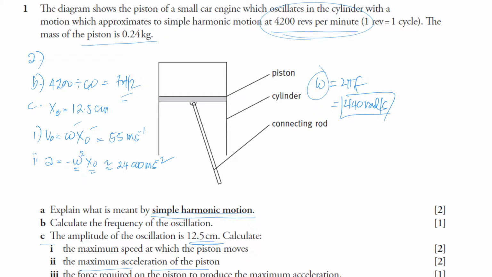Now what about the force required on the piston to produce the maximum acceleration? Just use the word ma from the second law. F equals m times a. The mass is given here, 0.24, and you have your acceleration calculated. So the force is around 5,800 Newton. That's it.